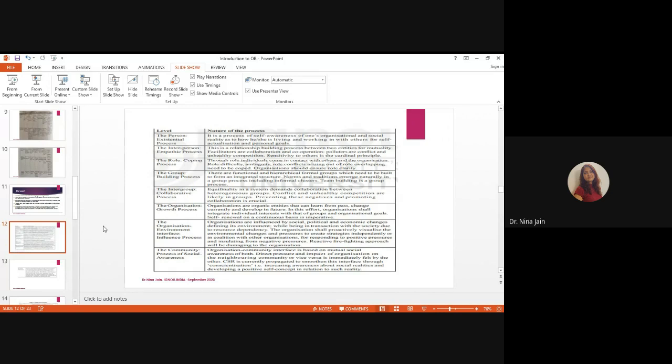And then the third level is the role coping process. This is where the individual comes in contact with others and the organization, and the role difficulty, the ambiguity, role conflicts arising out of role overlapping need to be coped. These are the big topics which have to be studied while we cope through this role coping process. That is why he said that the organization should ensure role clarity.